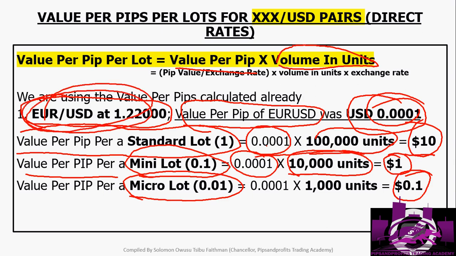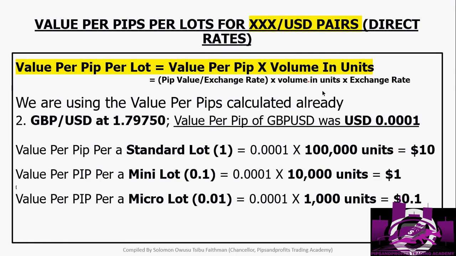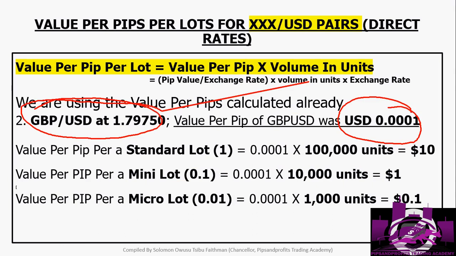Let's look at the other pairs that we calculated their value per pip. The other pair, GBP USD. When we did the calculation at this particular price point, our pip value was also 0.01. And when you do the calculation, you are also going to get 10 for standard lot, 1 for mini lot, and 0.1 for micro lot.